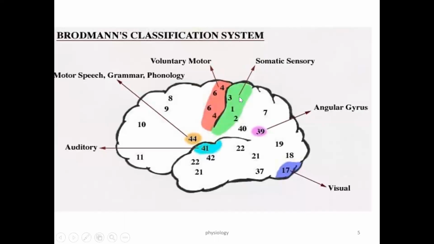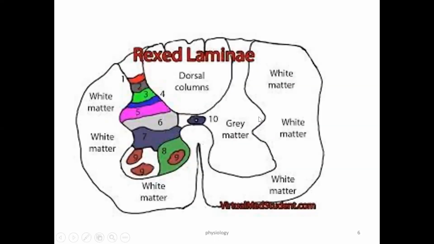This is the somatosensory cortex, areas 3, 1, 2, in the parietal lobe. Okay. Primary somatosensory cortex, and areas 5, 7 are the supplementary somatosensory areas.